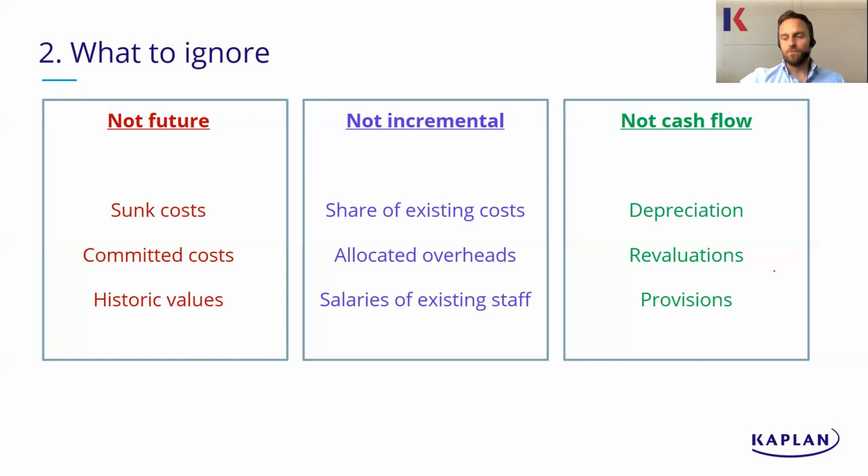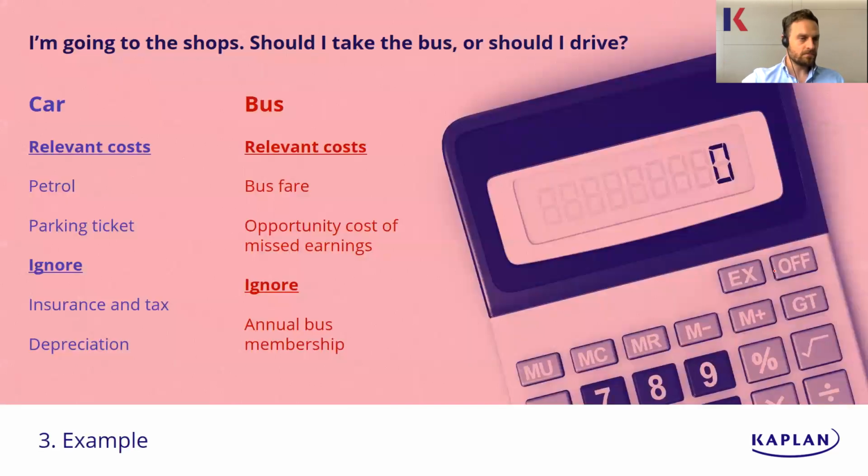So what I thought would be useful was to just do an example. And so I just made up a quick example here that hopefully helps illustrate the point. So I'm going to the shops. Should I take the bus or should I drive? So purely from a cost perspective, I'm not considering convenience, hygiene, the people that you might have to share your journey with and so on.